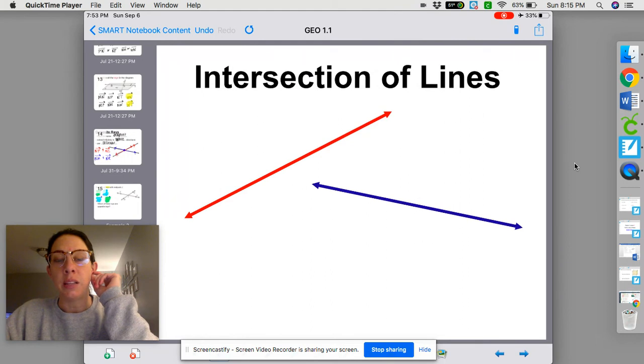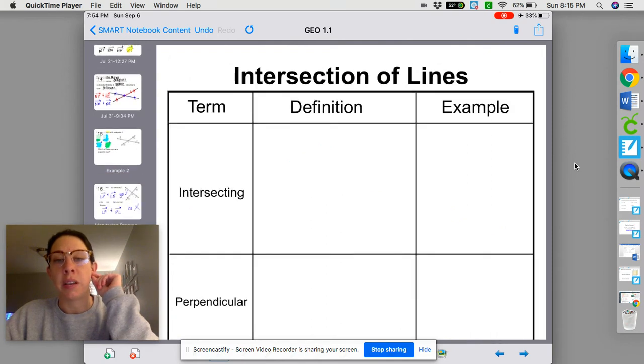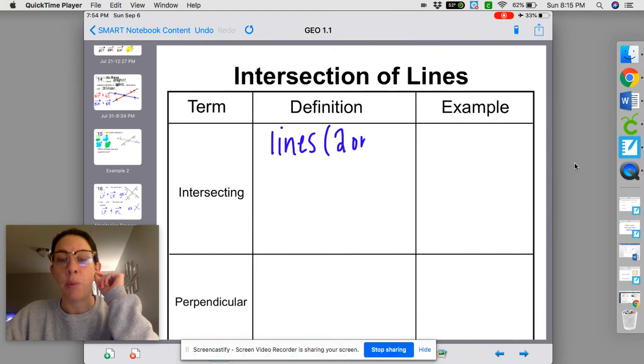All right, last but not least, we're going to just briefly talk about the intersection of lines. There are 4 different cases that can happen when we're talking about lines intersecting or not intersecting. The first case could be they just intersect each other, which is simply put, they just cross each other at one point. And again, this could occur with 2 or more lines. You could actually have an infinite amount of lines that intersect at one point.